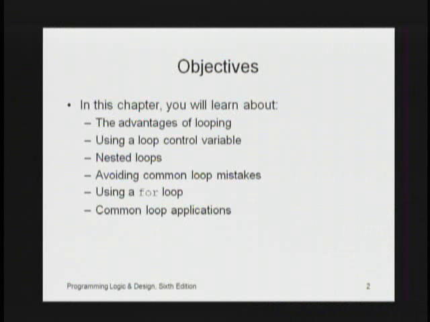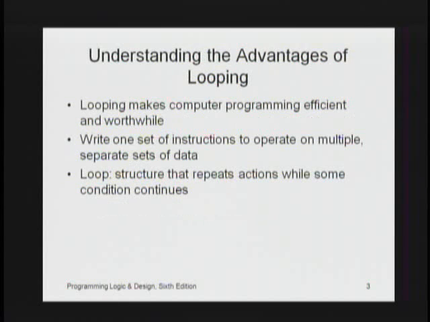So go back here. In this chapter you're learning about the advantages of looping, loop control variables, nested loops, common mistakes, and then a for loop, and then some common applications. You've already seen the value of loops. You've seen things where you ask the question, and if they don't get it right, you ask it again. So there are a lot of different purposes for them. The basic idea is you operate on a set of data over and over until something causes the loop to exit or end.